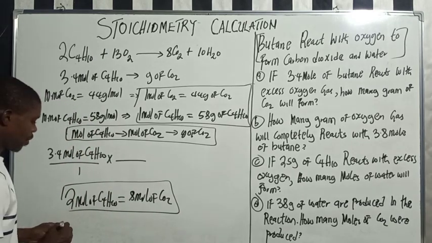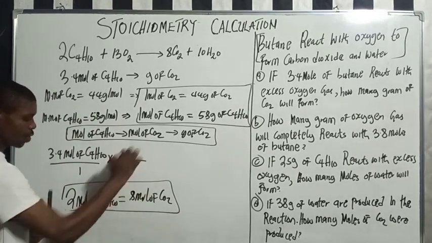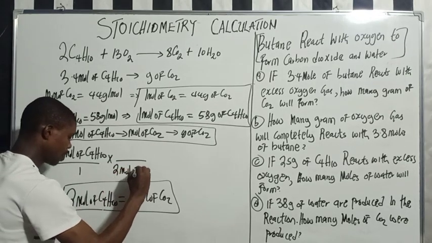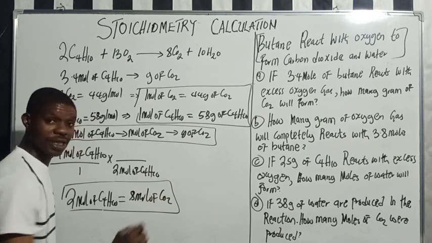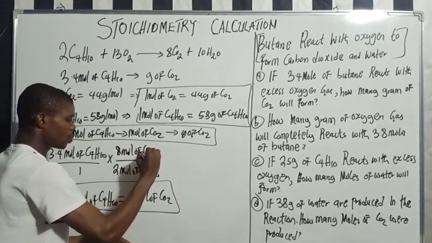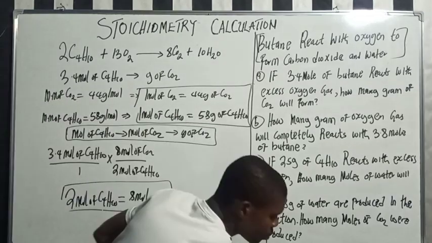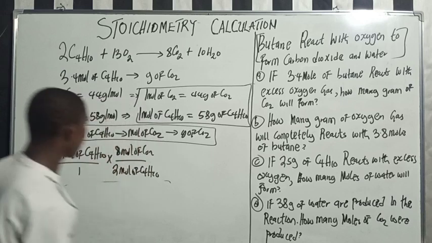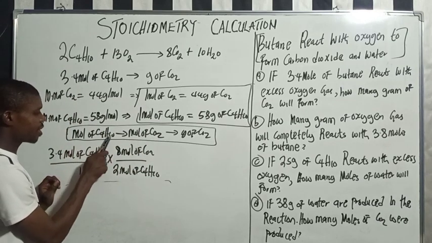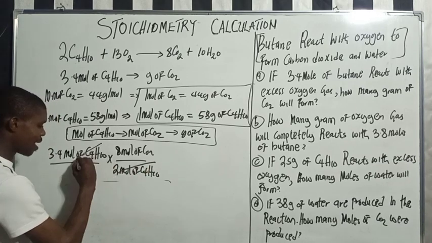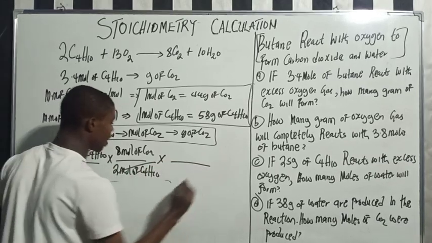So what will happen here? Now the direction will go to the top. So here you have 2 moles of C4H10 and 8 moles of CO2. So I'm going to write this out. Now remember, we are moving forward from mole of C4H10 to mole of CO2. If you check it there, this cancels out this. Then what am I going to use there?